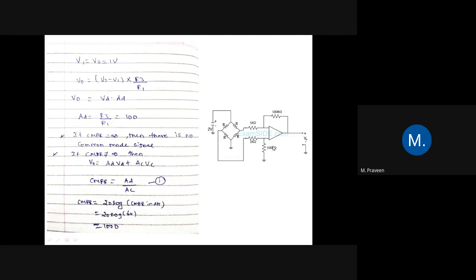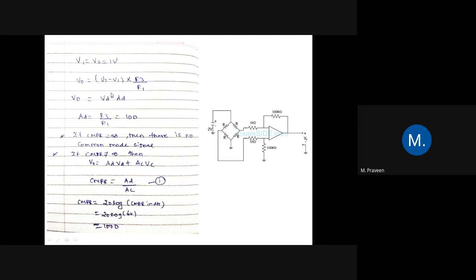Okay, and we all know the formula for the difference amplifier. V naught is nothing but the difference of the two inputs. Here V1, V2 are the two inputs applied to the differential amplifier. The general formula for the difference amplifier is V naught equal to the difference of the input voltages into R3 by R1. Here this is R3 and this is R1, the feedback resistance. So we can write V2 minus V1.